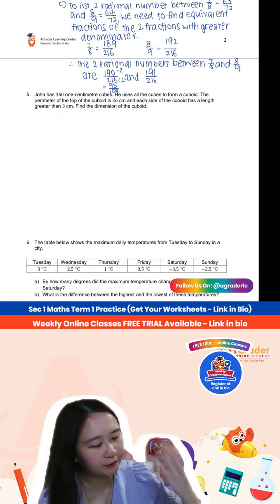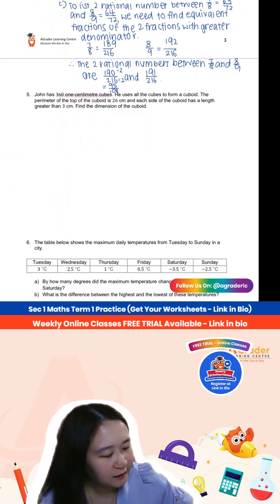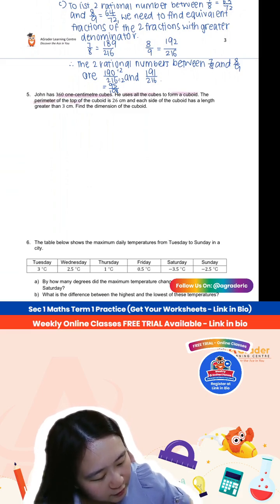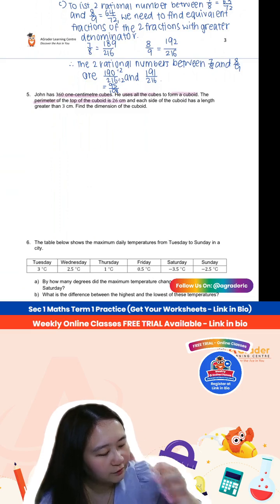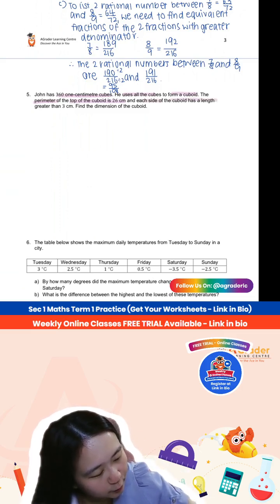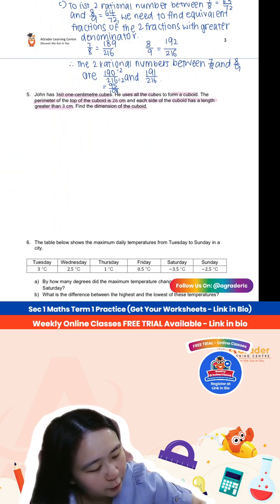John has 360 1 cm cubes. He uses all the cubes to form a cuboid. The perimeter of the top of the cuboid is 26 cm, and each side of the cuboid has a length greater than 3 cm. Find the dimension of the cuboid.